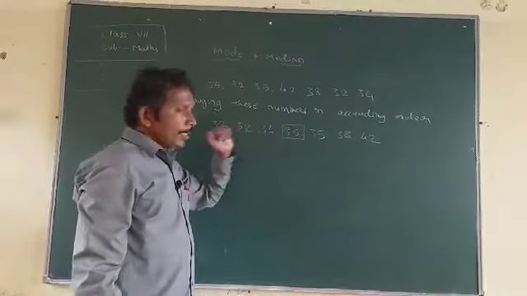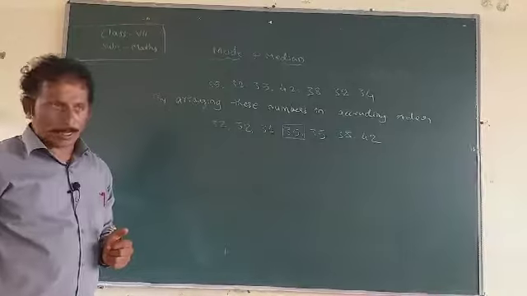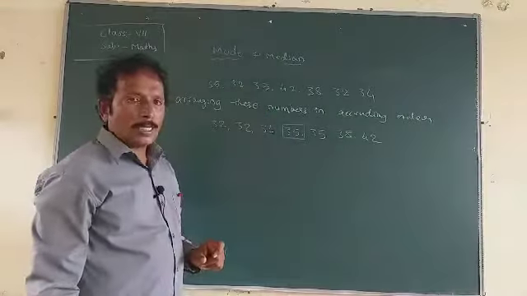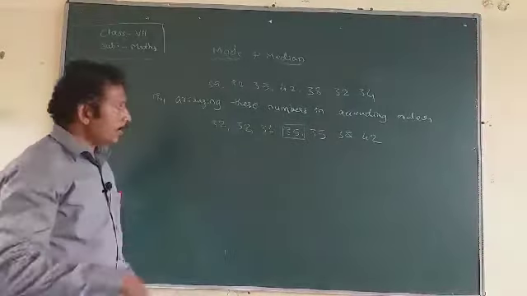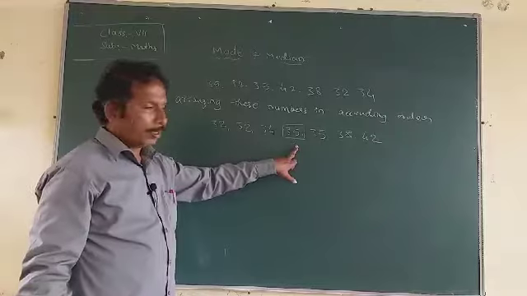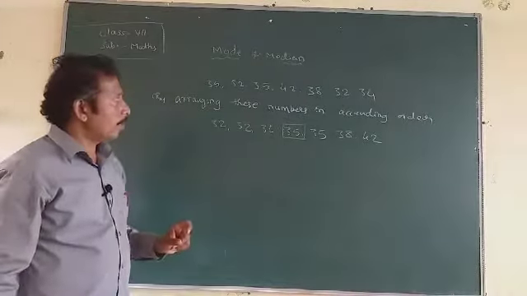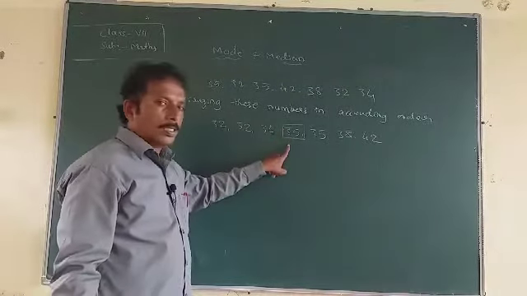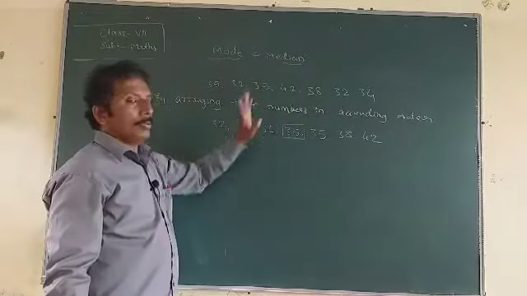So what is median? Yes, can anybody tell? Median is one of the observations in the given list of numbers which lies in the middle. Median is an observation. It is an observation which lies in the middle. It is called the median.